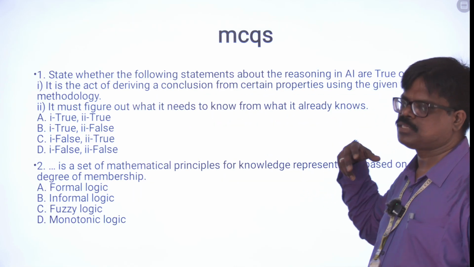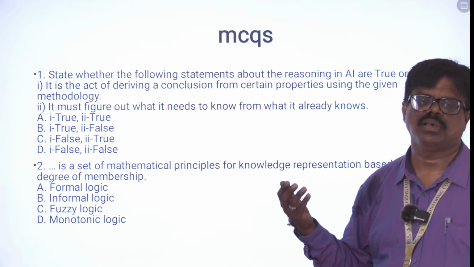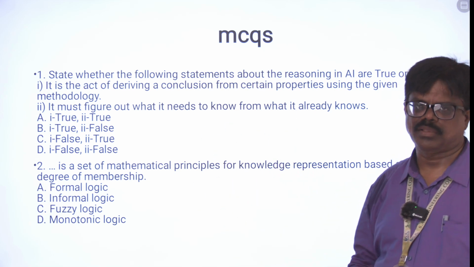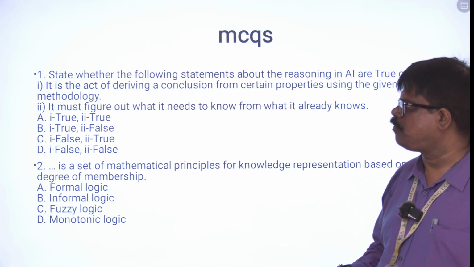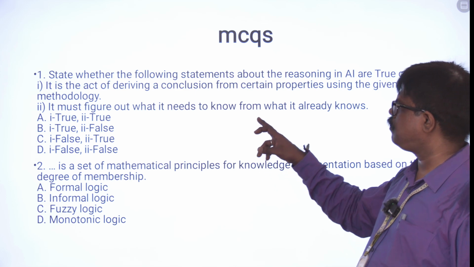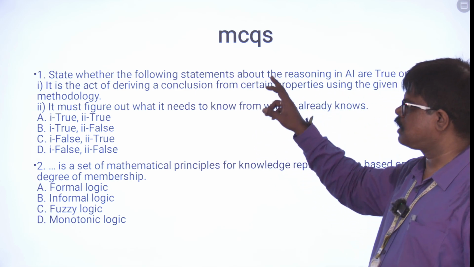So based upon this topic, reasoning and its types, we have some MCQs which can be asked in the GATE exam. Okay, so first we will see what the MCQs are. First question: state whether the following statements about reasoning in AI are true or false. It has given two statements.